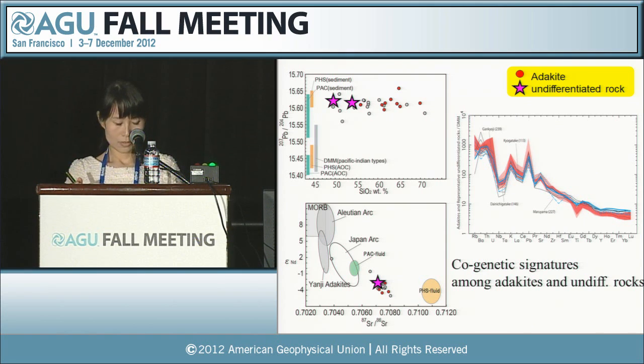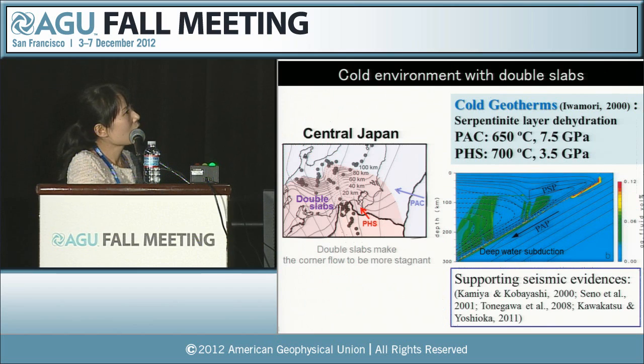Left figure shows how two slabs overlap in central Japan, and the geotherm is thought to be very cold due to double slabs, which make the corner flow to be more stagnant.